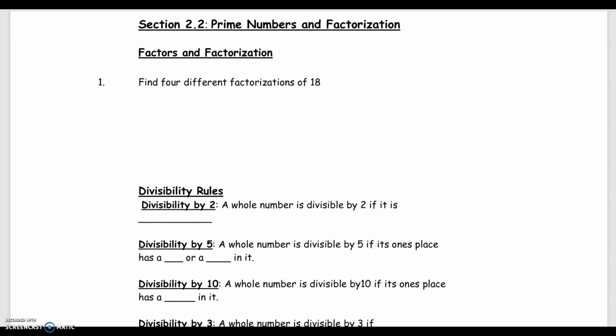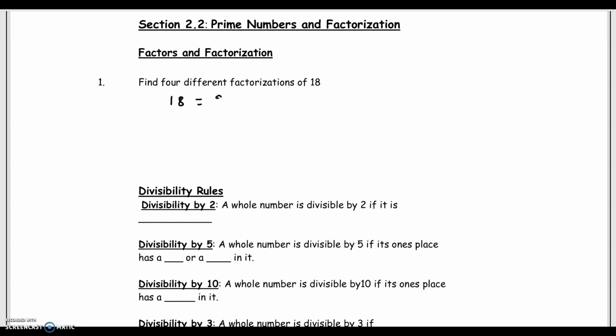So we're going to talk about factorization of whole numbers. So if we have 18, how do we factor 18? We could go 9 times 2 is 18. 6 times 3 is 18. So those, 6 and 3, are factors of 18. 9 and 2 are factors of 18.